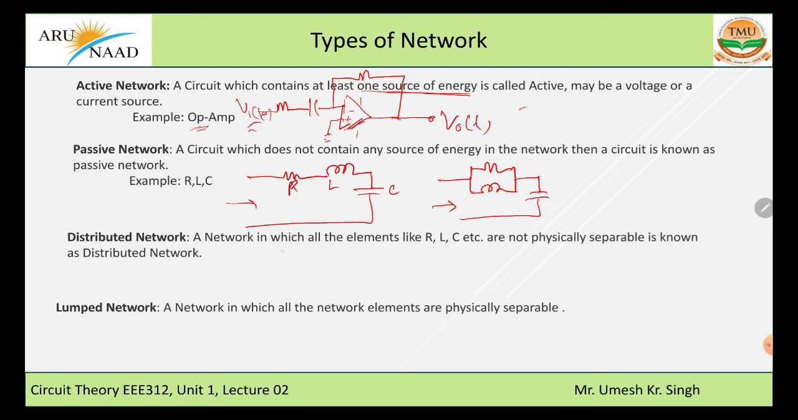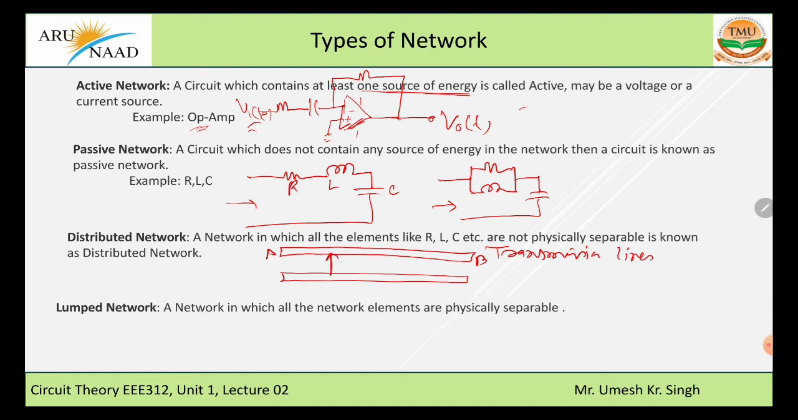Distributed networks are mostly used in power systems when different transmission lines are used for transfer of power from point A to point B, and two wires are used. We can consider some voltage. So voltage v(x,t) means the voltage is a function of distance and time. This is not in the range of our course. We can discuss this in power systems.